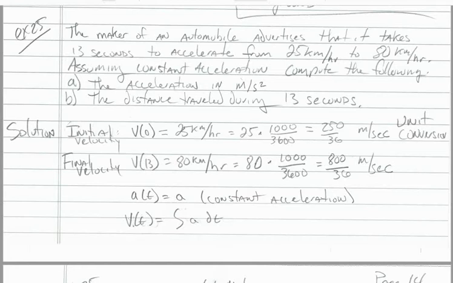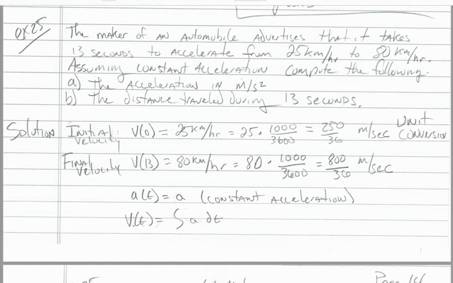We're going to take 25 times 1,000 meters in a kilometer, and there's 3,600 seconds in an hour. So now that we know, the initial velocity at time 0 is 250 over 36 meters per second, and the final velocity is 800 over 36 meters per second.